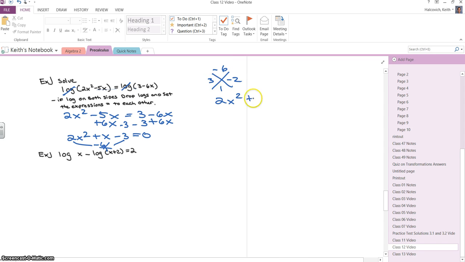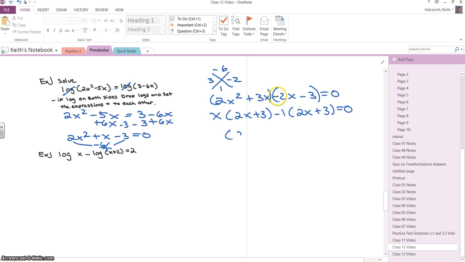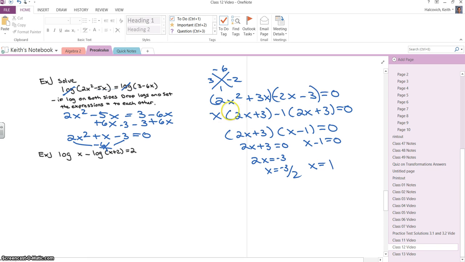Well, the factors of negative 6 that add to positive 1 are 3 and negative 2. So it becomes 2x squared plus 3x minus 2x minus 3. So then remember, you group the first and the last. So you get x times 2x plus 3, and then negative 1 times 2x plus 3. And your factors are 2x plus 3 and x minus 1. You set them equal to 0, and you get 2x equals negative 3, x equals negative 3 halves, and x minus 1 equals 0, x equals 1.